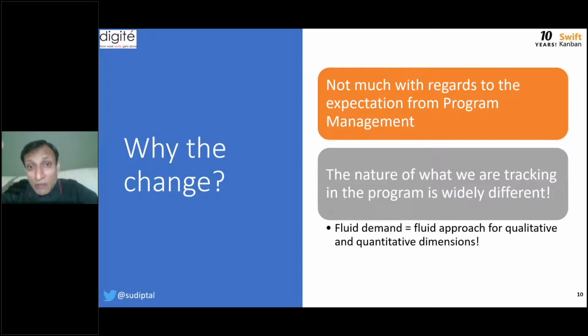So if what you're building is very fluid, then it's obvious that you need a very fluid approach for qualitative and quantitative dimension tracking and measurement. No longer can you take a very rigid approach, because you know that what I'm starting with today would not work. There's a very high chance that it would not work, and therefore I have to keep recalibrating what I need to do.